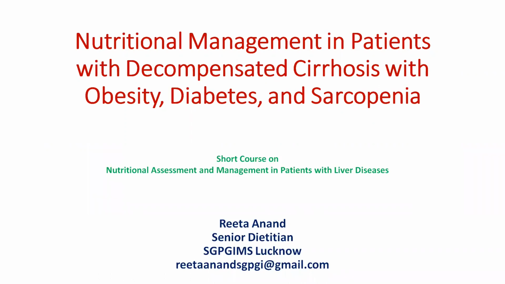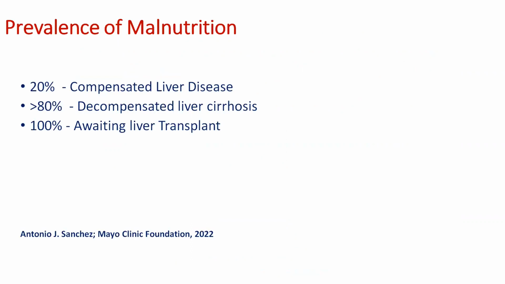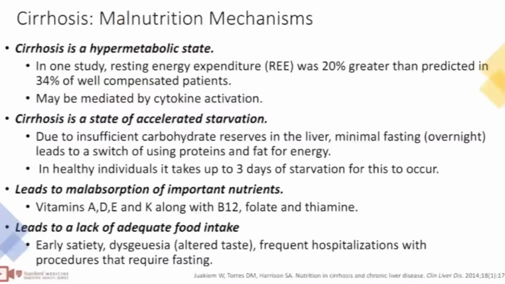Almost everything has been covered by previous speakers. So I'm going to talk only about calorie, protein and fat estimation in decompensated cirrhosis with obesity, diabetes and sarcopenia. Prevalence is already covered by Ajay sir. Cirrhosis and malnutrition have also been covered, but I will just point out the reasons.